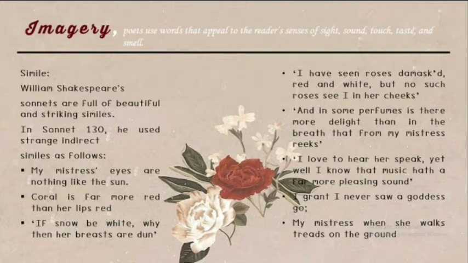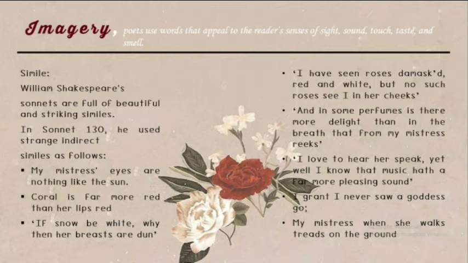3. If snow be white, why then her breasts are dun? In this line, Shakespeare is satirical and avoids a direct simile. In this line, the poet used color to convey his idea. He used white as a symbol of purity and virginity, and the mistress' breast looked dirty.